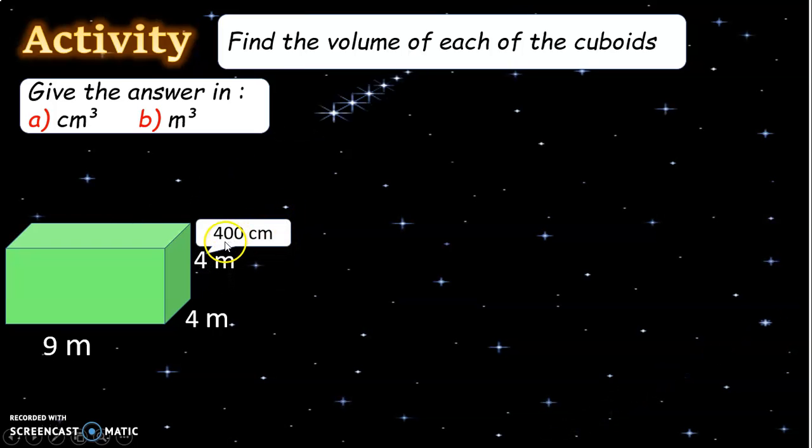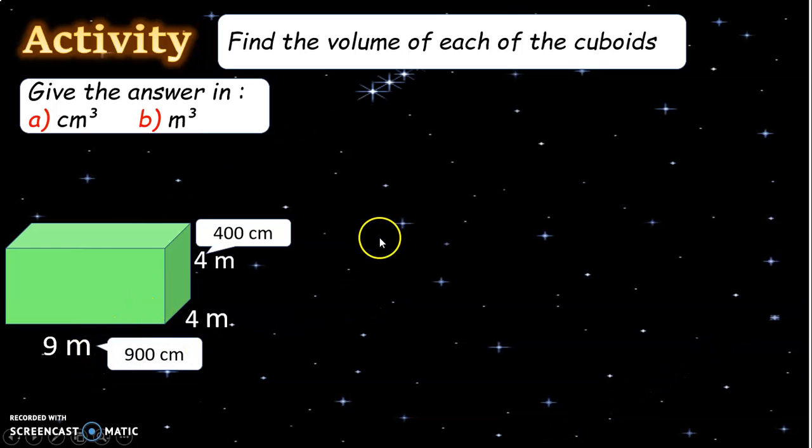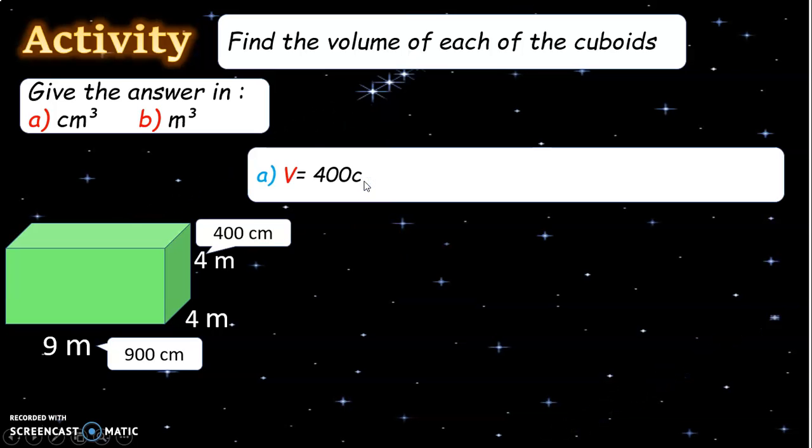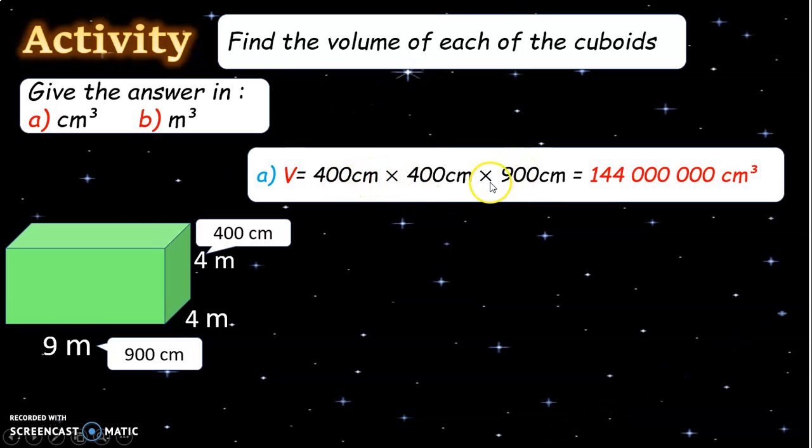So 4 meters is equal to 400 centimeters and 9 meters is equal to 900 centimeters. So let us get the volume using this centimeter unit. 400 centimeters times 400 centimeters times 900 centimeters is equal to 144 million centimeter cube.